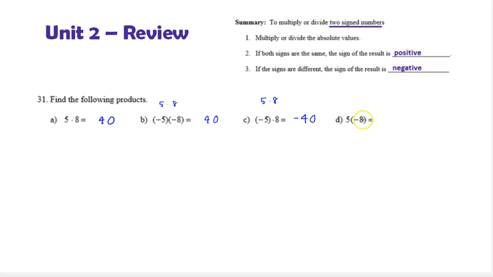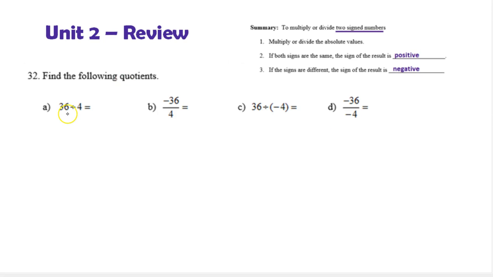And now we have 5 times negative 8. Notice this is times negative 8, not subtracting 8 because of the parentheses. Multiply the absolute values. 5 times 8 is 40. The signs are different, a positive and a negative, so the result is negative. Let's look at the next slide.